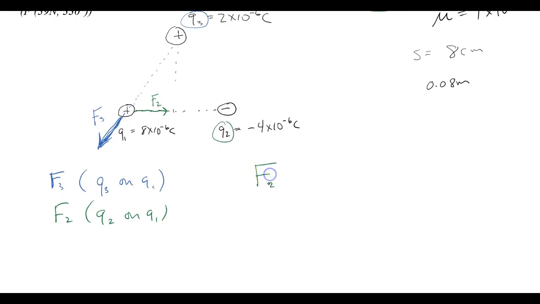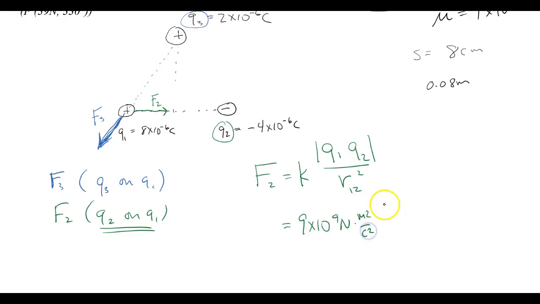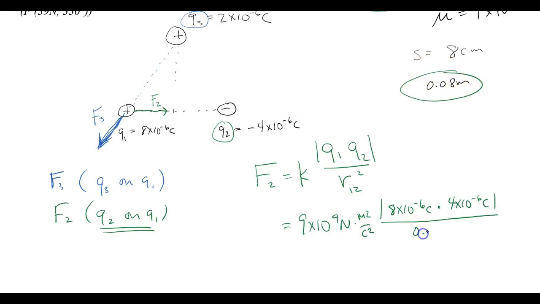F2 is going to be k Q1 Q2, because the green is those 2 charges, all over the distance between 1 and 2 squared. Now remember, there's absolute value bars right there. All right, so I'll go ahead and plug in. k is 9 times 10 to the 9th newtons times meter squared over coulomb squared. Q1 is 8 times 10 to the negative 6 coulombs times, I don't need to worry about the negative sign because of the absolute value, so I'll just go ahead and say 4 times 10 to the negative 6 coulombs. And that is all divided by the distance between them. The distance between each of the charges in this particular case is 0.08 meters, and that is squared.